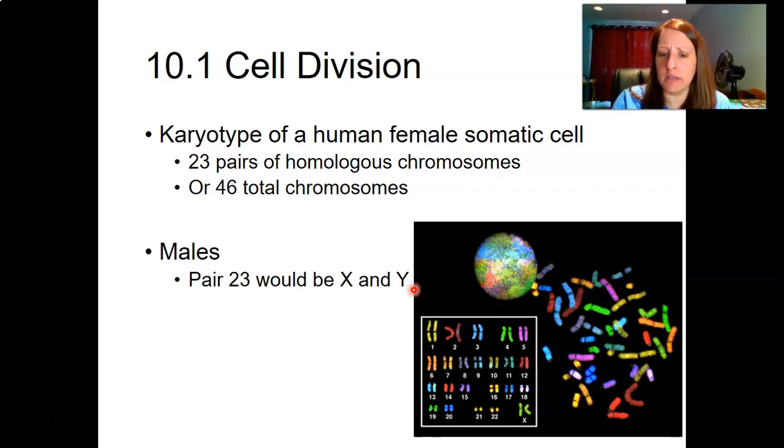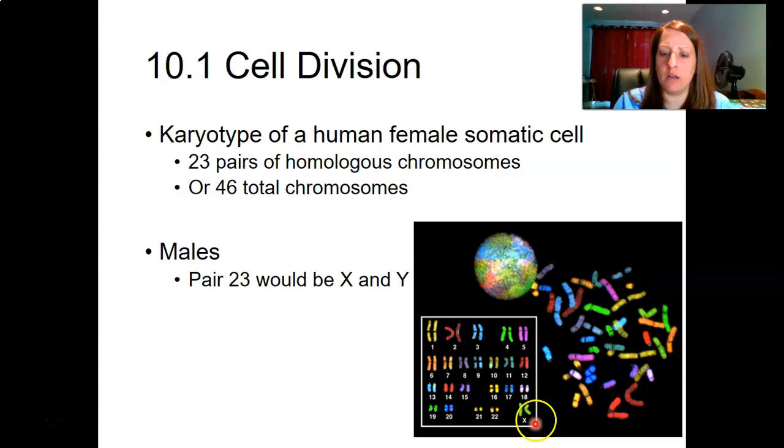So let's take a look here. We've got pair 1, pair 2, 3, 4, all the way up to 22. And if we look at the 23rd pair, chromosomes 45 and 46 here, you can see that they're the same size and length and all that. These are going to be X chromosomes. And so when we say that this is a female somatic cell, females inherit 2 X chromosomes, where males inherit an X and a Y chromosome, which is kind of weird.